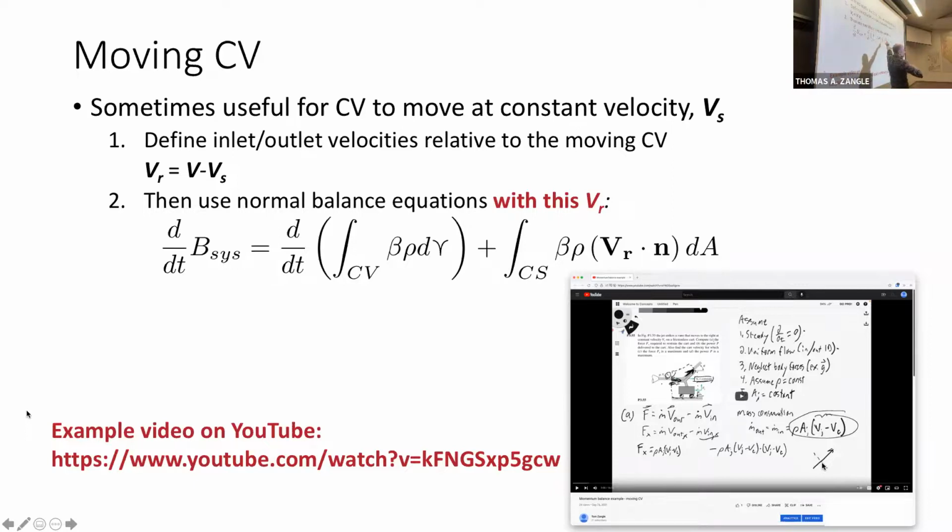Yes, because we haven't accounted for acceleration. So if the object is accelerating, then we have additional terms. Those additional terms are detailed in the text, but we won't be talking about them. Questions?